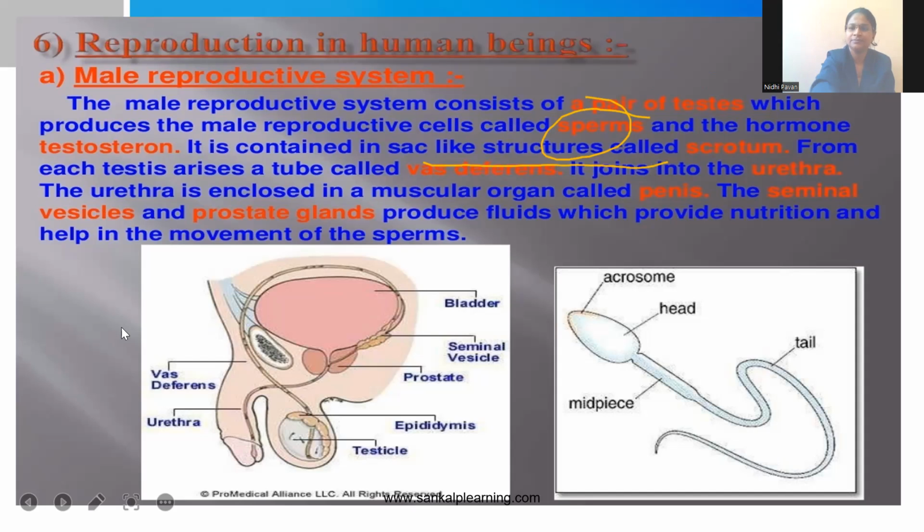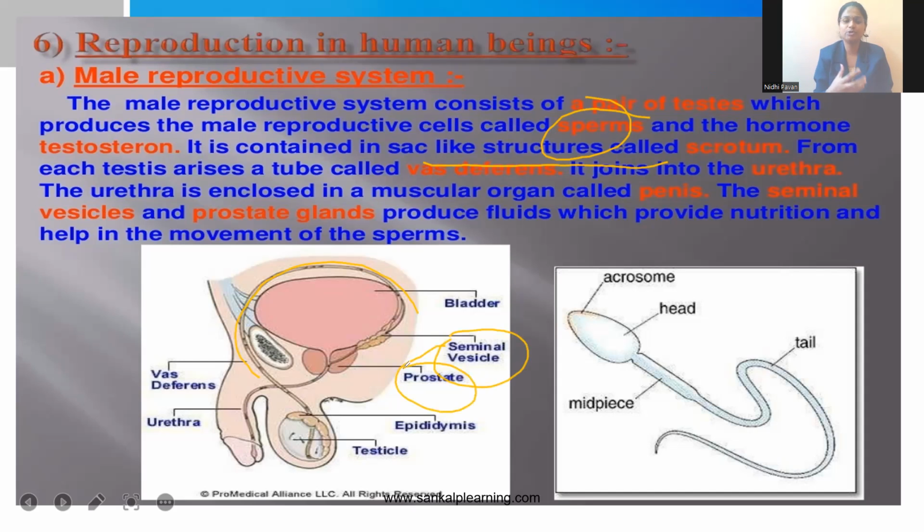From each testis a tube-like structure arises, as you can observe in the diagram, which is called vasa deferentia. It joins to the urethra. The urethra is enclosed in a muscular organ which is called the penis. Then, as you can see, the seminal vesicles and prostate glands are there.